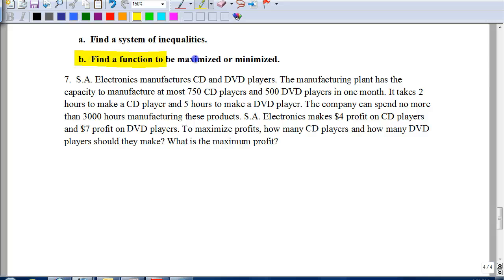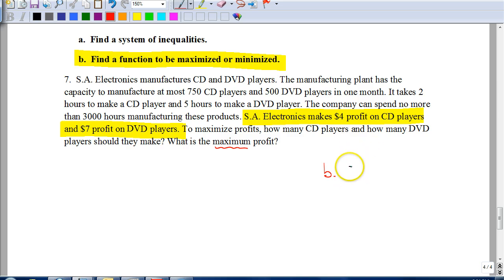Now, even though it says in part B to figure out a function to be maximized or minimized, it's best to always find that one first. So now I know that I'm going to maximize this function, because again, the key there is we're trying to figure out how to maximize profit. So I'm going to do that over here. This will be part B. It's going to be $4 for each CD player and $7 on each DVD player.